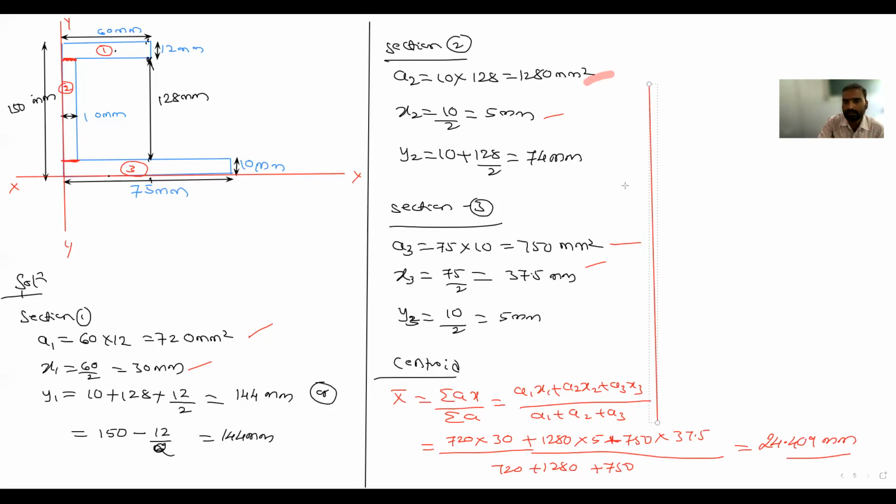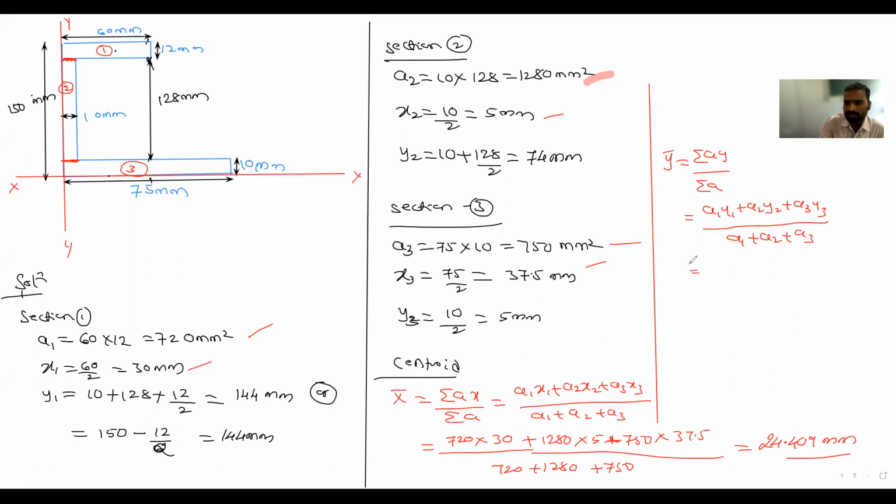Is there anyone who is having any doubt? Okay. Y bar. Can you tell me the formula for Y bar? Summation of A Y divided by summation of A. Okay, A1 Y1 plus A2 Y2 plus A3 Y3, divided by A1 plus A2 plus A3.